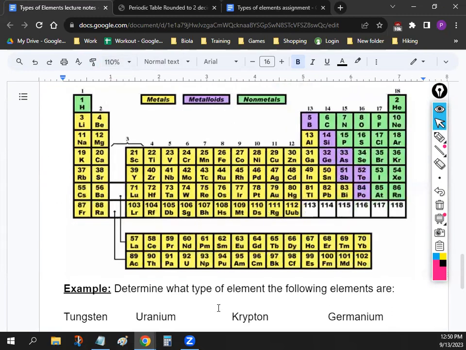So let me zoom in a little. Okay. So there are three types and they're color coded up here. The yellow are the metals, the purple is the metalloids, and the green is the non-metals, okay? Now, you just need to remember the pattern for how to find them, okay?